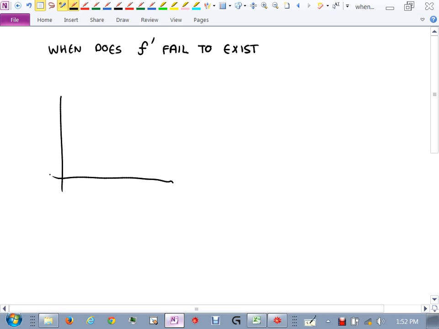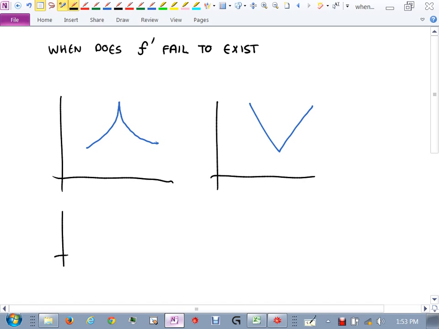Someone give me an example of when the derivative would not be defined. A cusp. So a cusp would look like this. It comes up to a point and then comes back down. And then I heard what, corner? A corner is a sharp corner like that. And then another one, it's not continuous, where you jump.